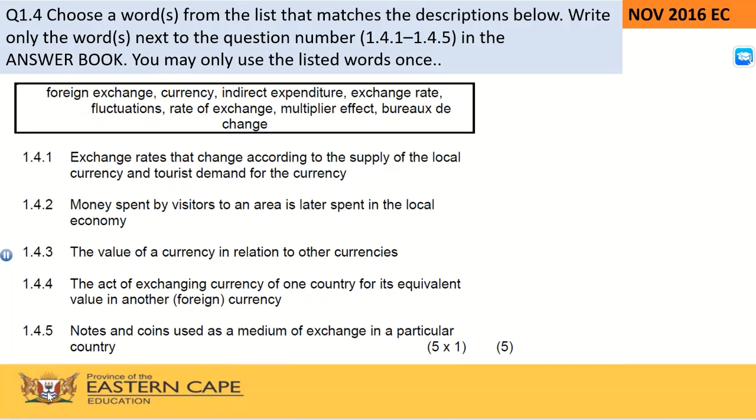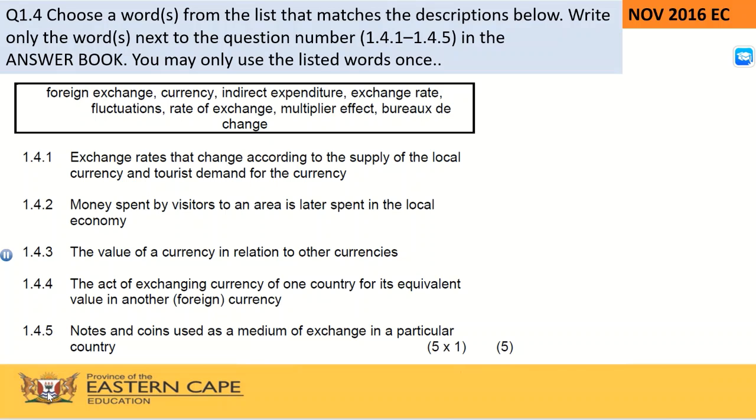1.4.3 is the value of a currency in relation to other currencies, and take a few seconds just to have a look and see if you can find the word or the words from the list that matches that particular statement. 1.4.4, the act of exchanging currency of one country for its equivalent value in another foreign currency. Again, go back to the words given above and see which one matches.